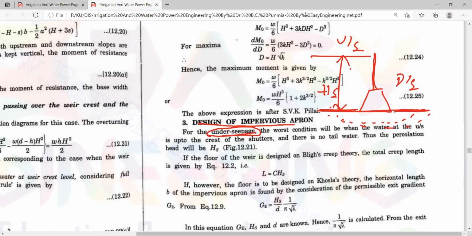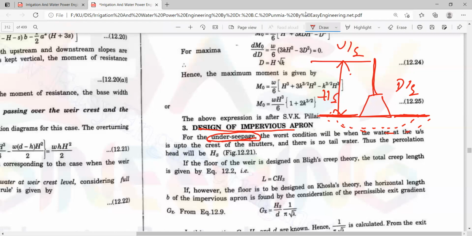That means we need to design the length of the upstream side launching off-run and the length of the downstream side launching off-run. For this, we are given values L1, L2 and L3, which we need to calculate. For that, first we need to calculate the total creep length. So the total creep length, first of all, we need to calculate.